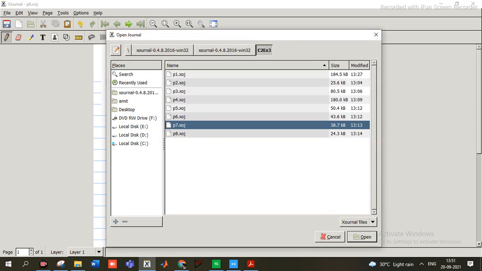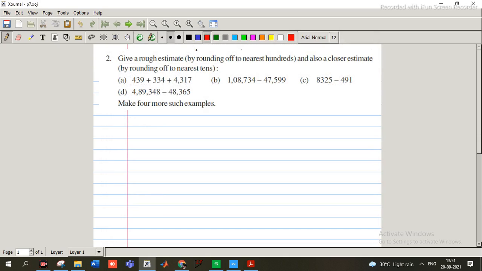Okay, so we'll now do the last question of today, then we'll do the rest of the questions in the next part. In this question he is saying, give a rough estimate and also a closer estimate by rounding off to the nearest tens. So they are actually doing the same things as we have done so far.